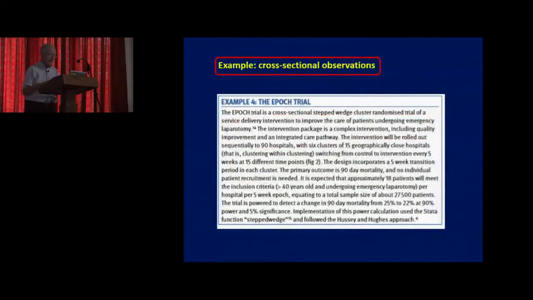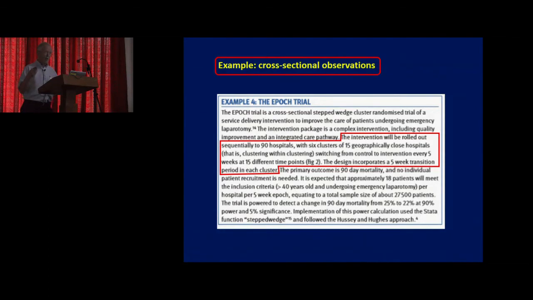In this one, let's see, just remind myself, this was to do with improving care of patients undergoing emergency laparotomy, a complex intervention, so they're looking at the procedures to take care of those people. An intervention would be rolled out sequentially to 90 hospitals. So hospital obviously is going to be a cluster, but there are 6 clusters of 15 geographically close hospitals.